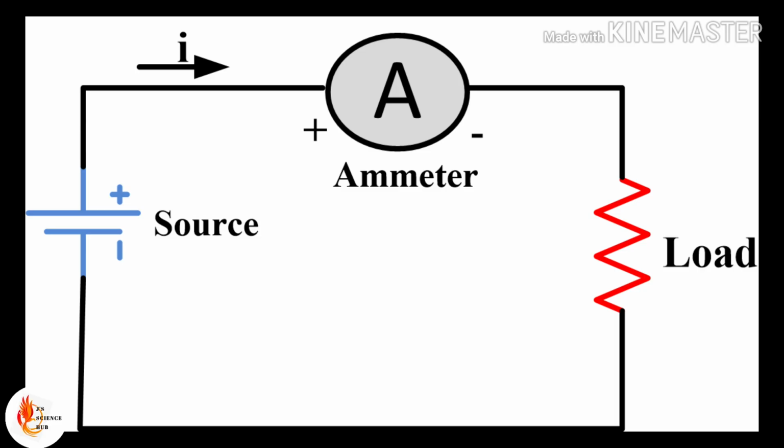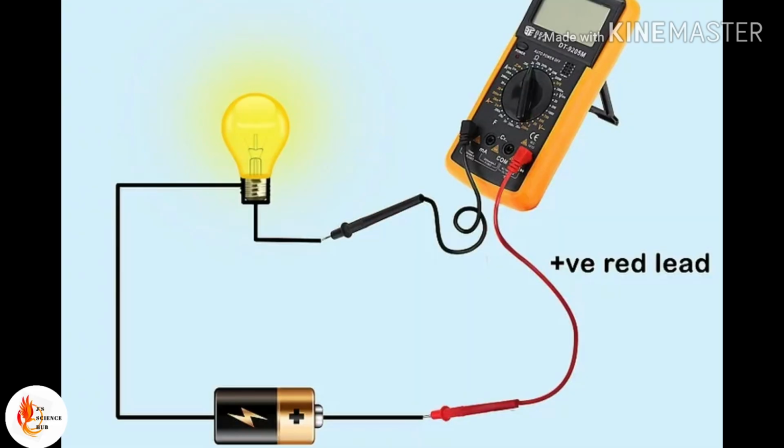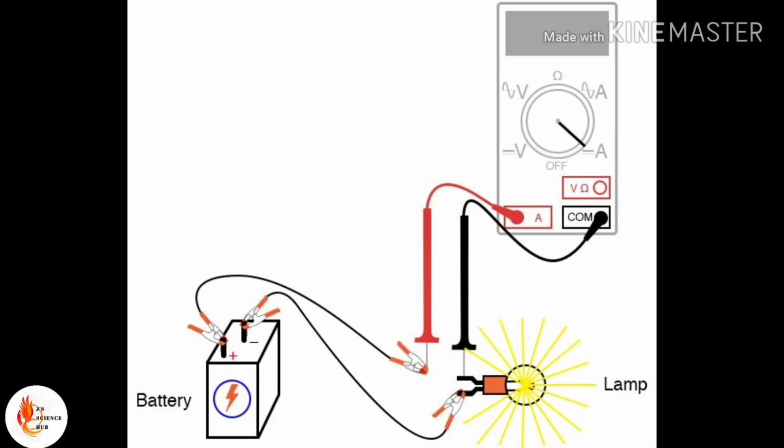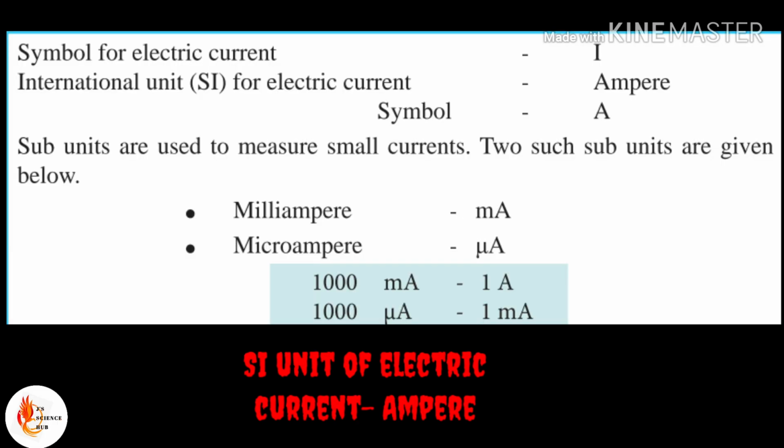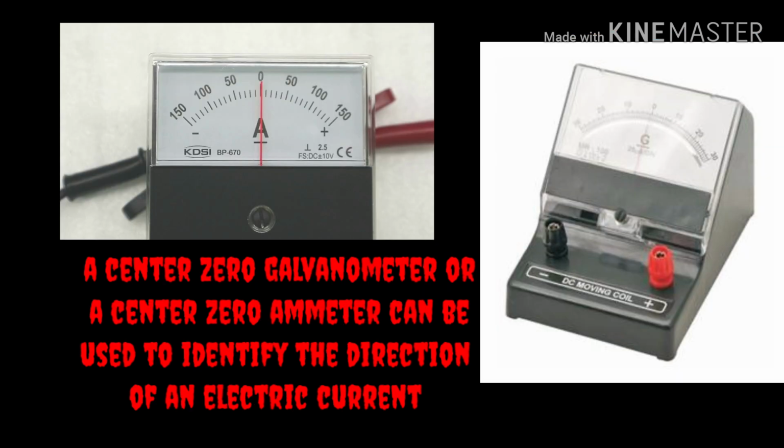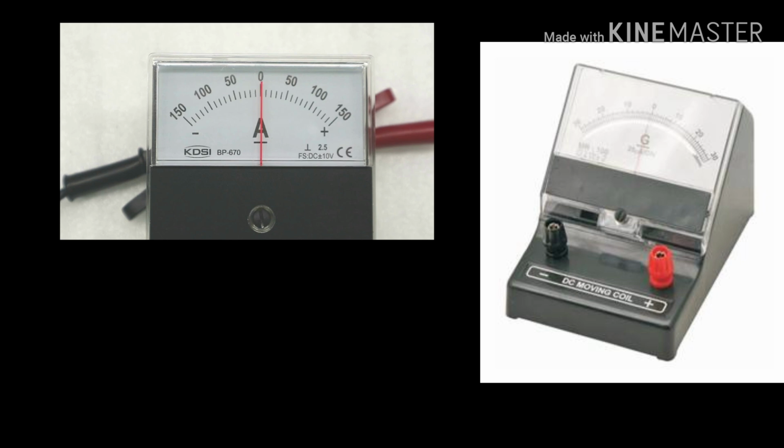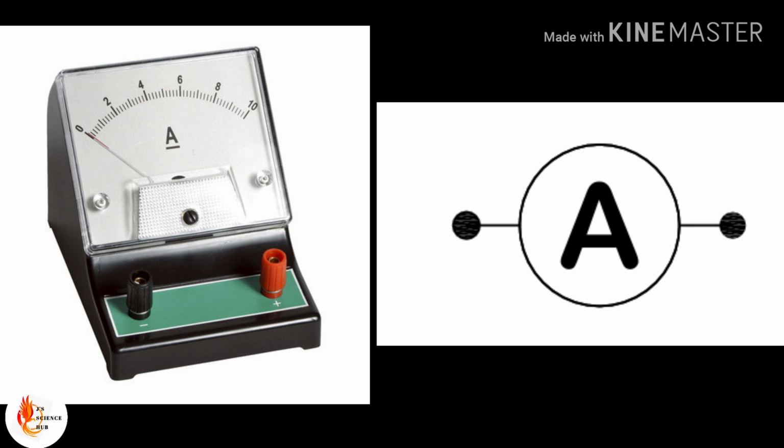When an ammeter is used to measure the size of an electric current, the reading from the meter is in the unit of ampere. Connect the ammeter into the circuit in series so that there is no branching. The current in the wires will be the same as that in the ammeter. So the unit of electric current is the ampere, okay, and the symbol of the ampere is A. A center-zero galvanometer or a center-zero ammeter or milliammeter can be used to identify the direction of the electric current. In a symbolic diagram, we use this symbol for the ammeter.